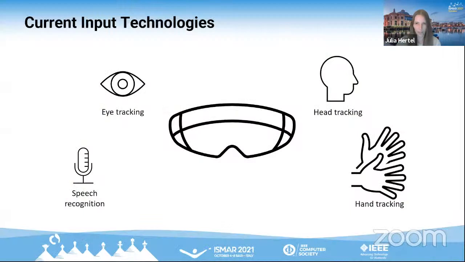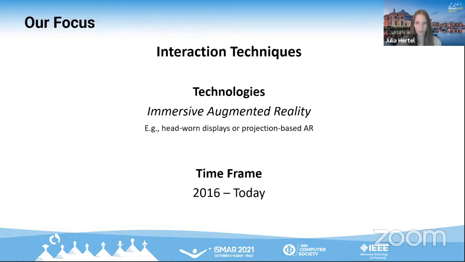Such and other interactions are possible due to precise sensor technologies, especially self-contained untethered headsets with various built-in sensors like head tracking, hand tracking, speech recognition, and even eye tracking, for example, on the HoloLens 2. Due to these recent developments, novel interaction techniques have emerged. So our goal was to capture and structure the current state of research of interaction techniques. We focused on immersive augmented reality, including head-worn displays and projection-based AR, in a time frame from 2016 to today.